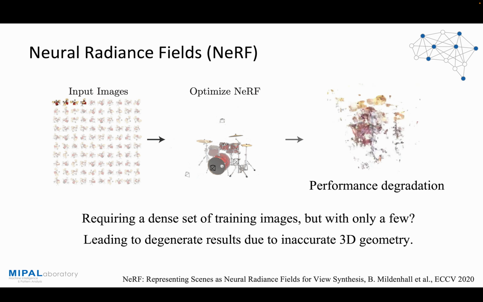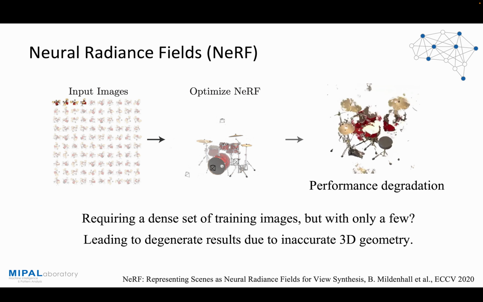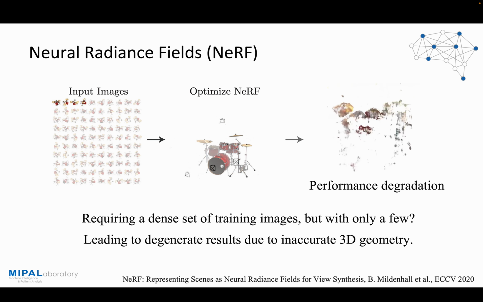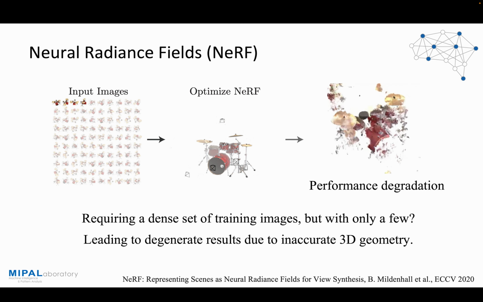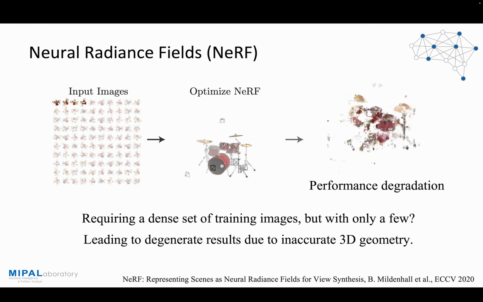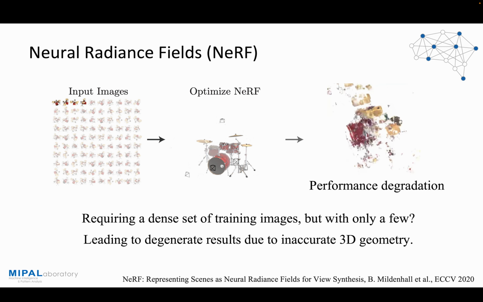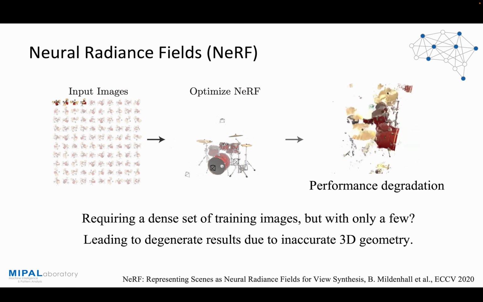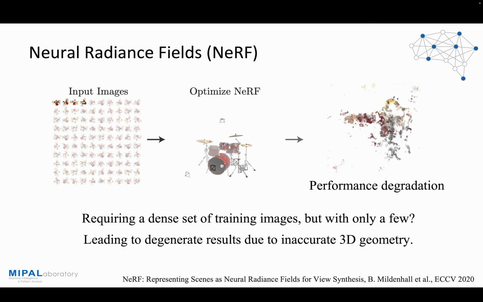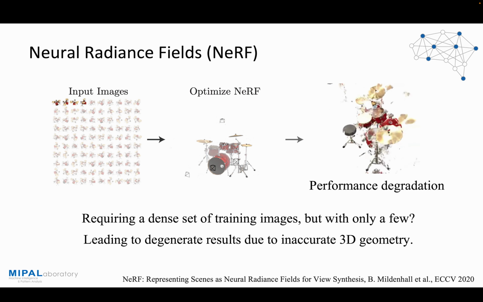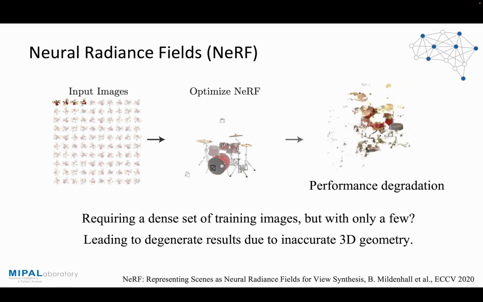Initially, let's go over the training framework of neural radiance fields, abbreviated as NeRF. In order to effectively train NeRF, it necessitates a varied collection of images captured from various perspectives. These images are then linked with their respective camera poses. This process leads to the successful generation of high-fidelity synthesized views. Nonetheless, if NeRF is presented with a limited set of inputs, its performance and precision may be compromised due to inaccuracies in the underlying 3D geometry.